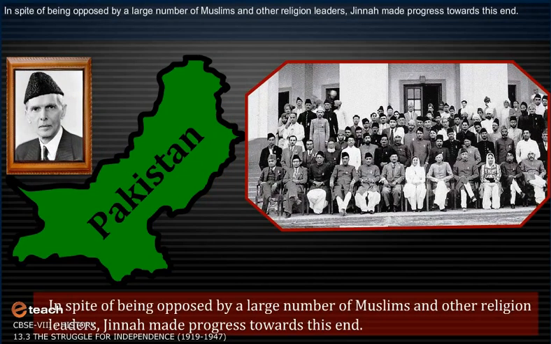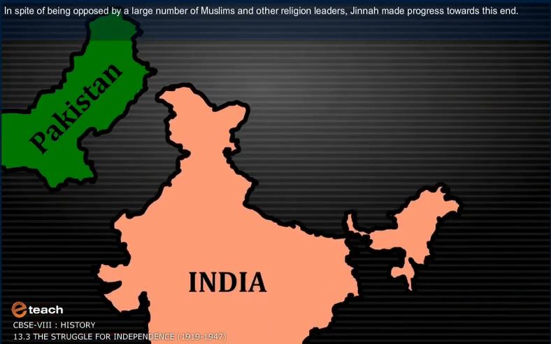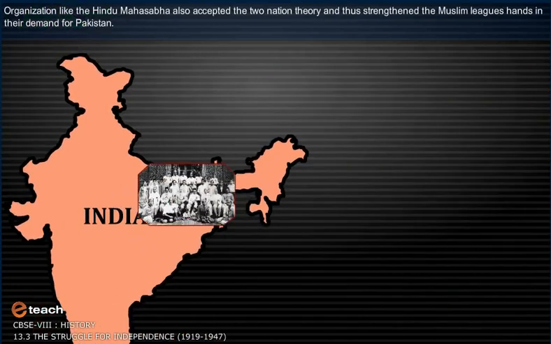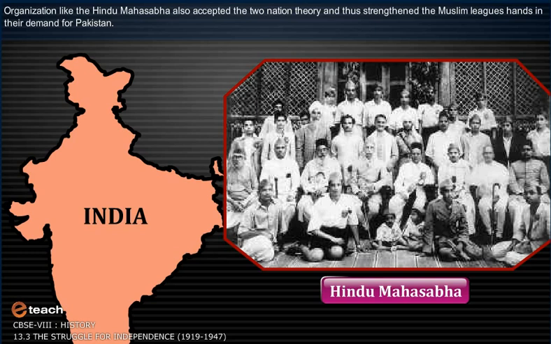In spite of being opposed by a large number of Muslims and other religious leaders, Jinnah made progress towards this end. Organizations like the Hindu Mahasabha also accepted the two-nation theory and thus strengthened the Muslim League's hands in their demand for Pakistan.